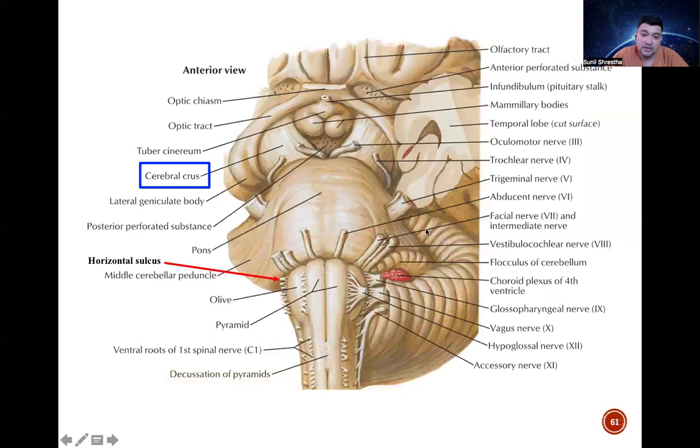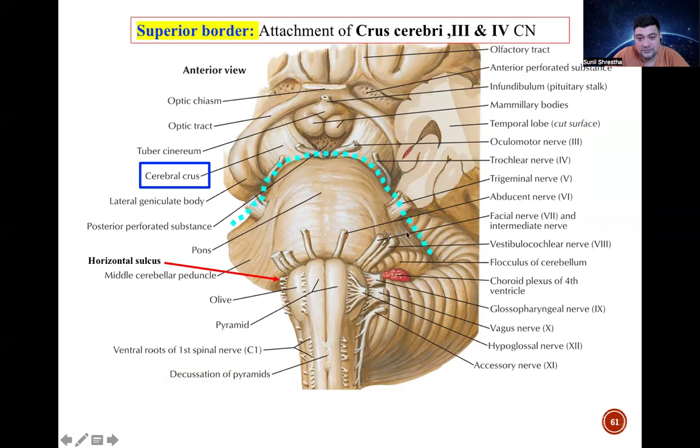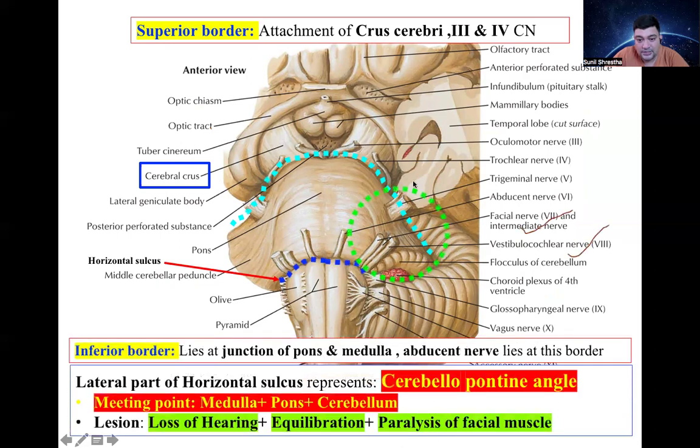Now, if you see in this photograph, these are the cerebral crura. Okay, this one is the pons and this one is the medulla oblongata. These are the borders between the midbrain and pons. And if you see this region, it is considered to be the connection between the cerebellum, pons, and medulla as well. Okay, so this part is called the cerebellopontine angle. So the meeting point of the medulla oblongata, pons, and cerebellum is considered to be the cerebellopontine angle.